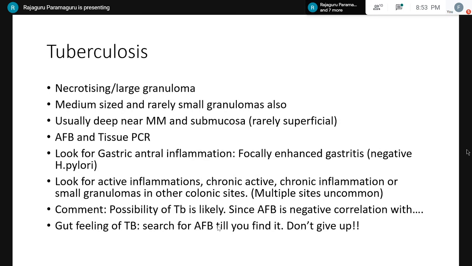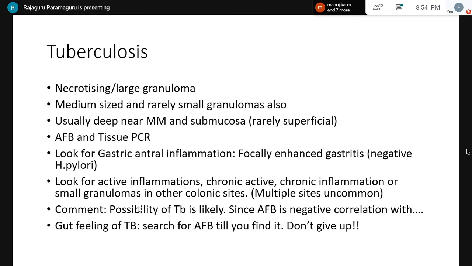just like that. Maybe I'll give a comment saying that I favor Crohn's more than tuberculosis, and they will have to exclude the others with the help of microbiological parameters to exclude the infective etiology. So another important thing which I want to stress is that the segmental colonic biopsies have been very helpful.